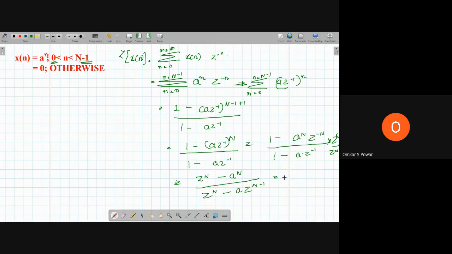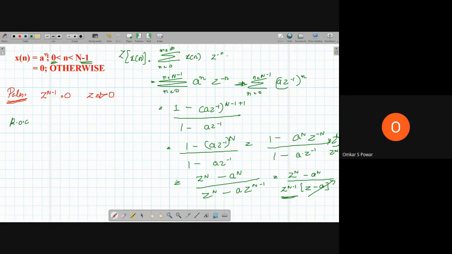To get the pole, you can further simplify this as z to the power of N minus a to the power of N. In the denominator, z to the power of N minus 1 I will take outside. It will be z minus a. Now it is similar: x to the power of something minus a to the power of something divided by x minus a. We can cancel off this term. So we'll get a pole at z to the power of N minus 1 equal to 0. Let me write the poles for you. We have a pole at z to the power of N minus 1 equal to 0, which implies we have a pole at z is equal to 0.